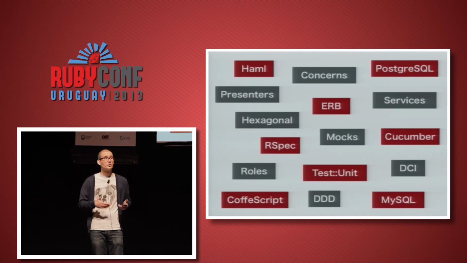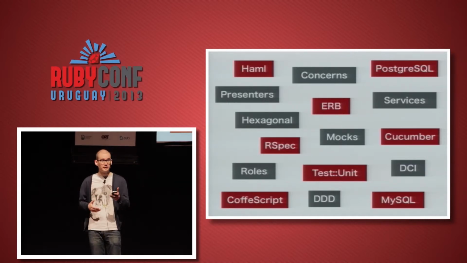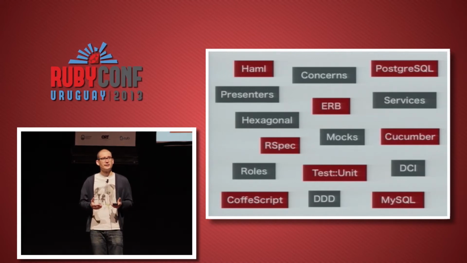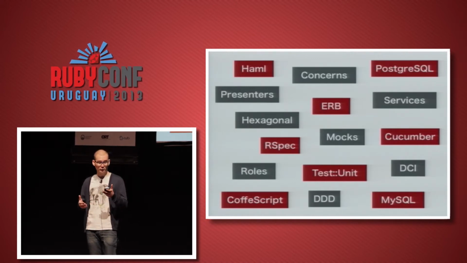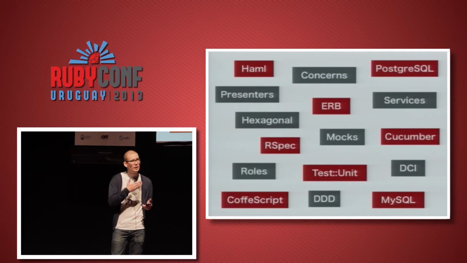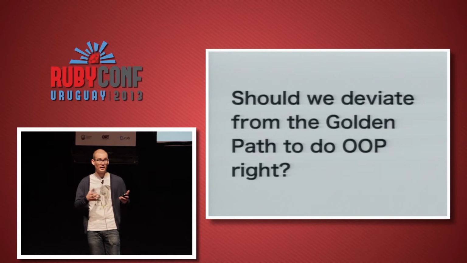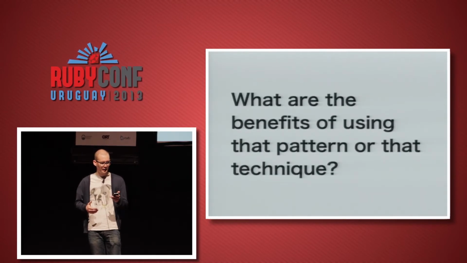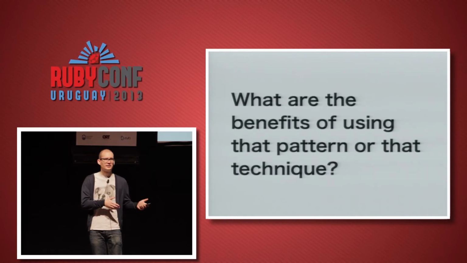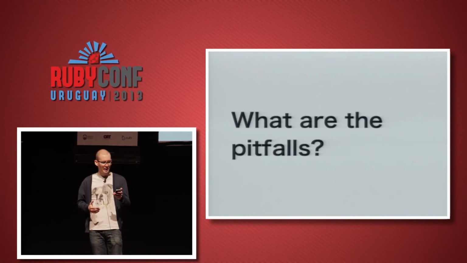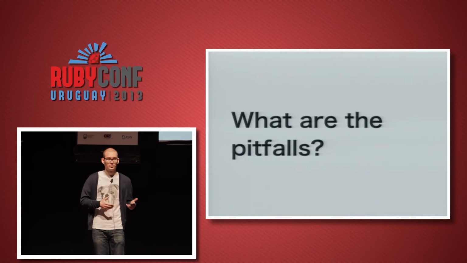Today, we still have one framework, but now we have many libraries, many patterns, and several ways. We all want to write better code and more maintainable apps, but now we have too many choices to choose from. Should we deviate from the Rails way to do object-oriented programming right? What are the benefits of using that pattern or that technique that I've just read about? And more important, what are the pitfalls?